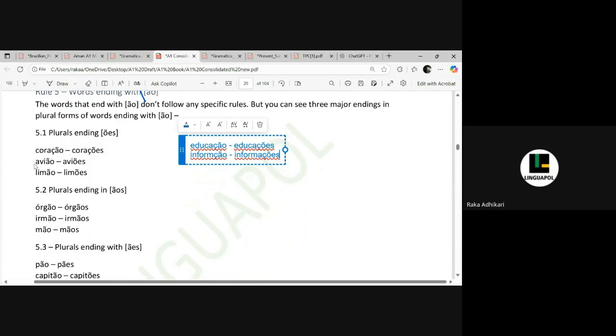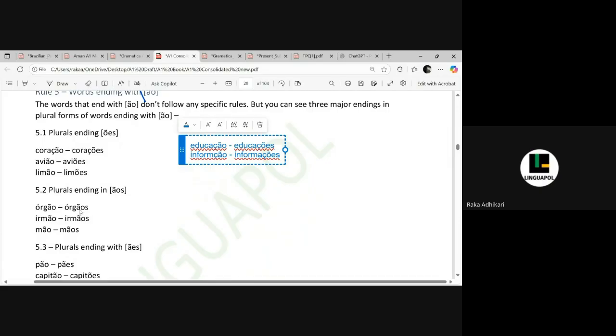Okay. So for example, avião becomes aviões. Limão becomes limões. But órgão becomes órgãos. So there can be plurals of these kind of words that end in "ãos" also. Órgão becomes órgãos. Irmão becomes irmãos. Mão becomes mãos. So the word órgão will not become órgões. It will always be órgãos.